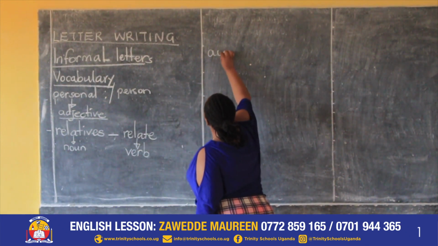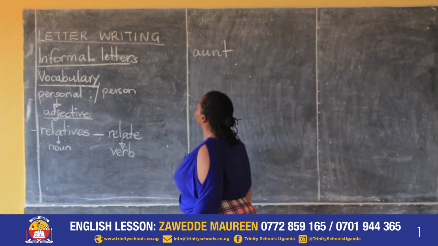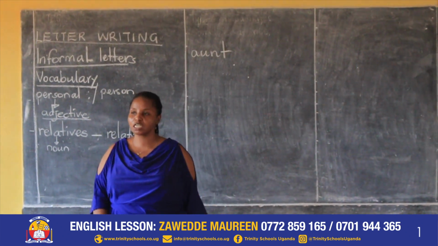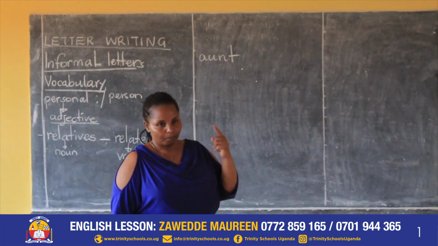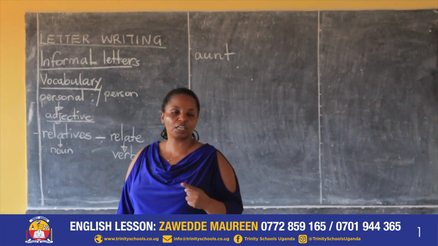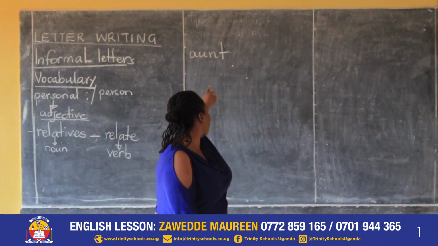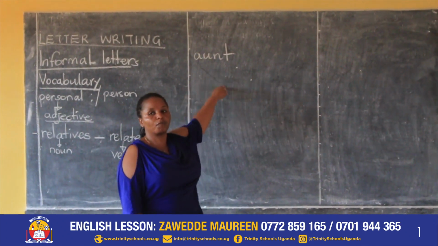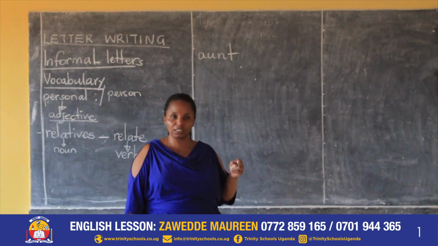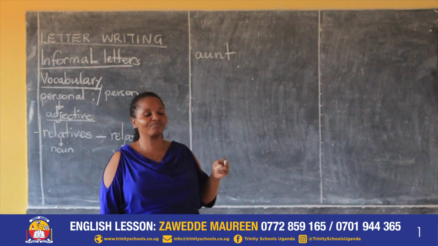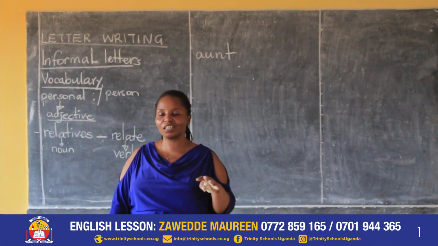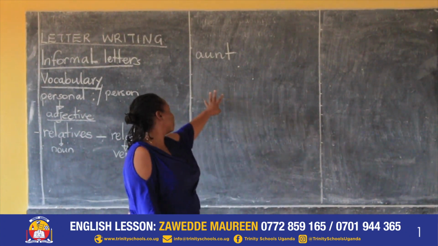This word, aunt, disturbs candidates so much. That is the spelling of the word aunt. Relatives are the people you're connected with in your family. For example, we have aunt, uncle, cousins, sisters, brothers, grandmother, grandfather.